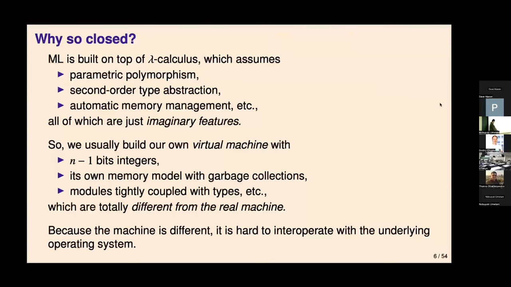The obstacle to making Standard ML a practical language in our sense is its closedness. So why is it so closed? Because it is built on a virtual machine. ML is a functional programming language. Any functional programming language is built on top of lambda calculus. Lambda calculus is an essence of computation, but unfortunately, the current computer architecture is based on the Turing machine and the von Neumann architecture, and therefore lambda calculus is far from the real thing.